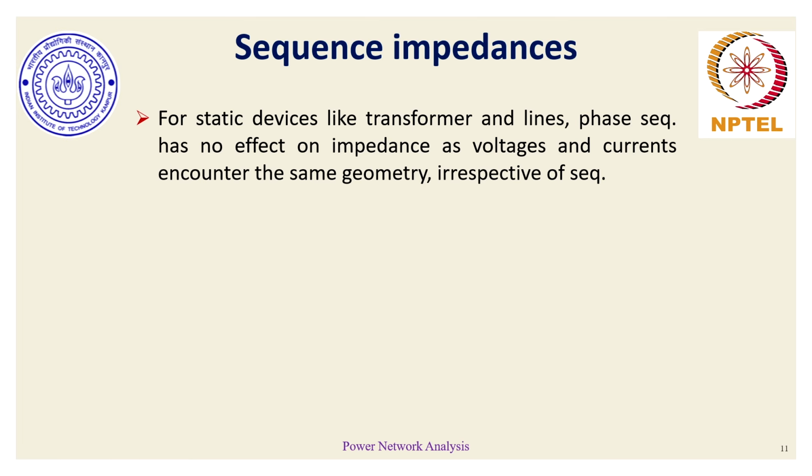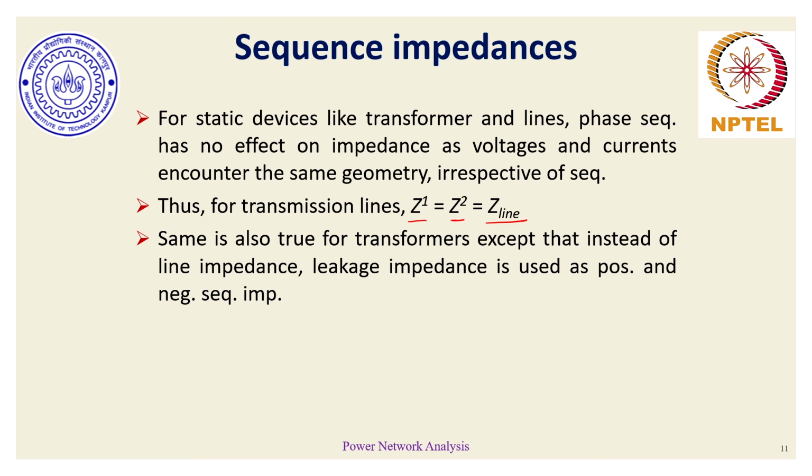In similar lines, we can have definitions of impedances for transmission lines and transformers, which are static devices. The orientation or notion of positive and negative sequence doesn't matter because the geometry doesn't change irrespective of the sequences, and hence for transmission lines, positive and negative sequence impedances are the same as the actual line impedance, which we discussed and evaluated in module number 4, I think, transmission line parameter evaluation. The same is also true for transformers, except that instead of line impedance, here the transformer's leakage impedance comes into the picture, which is the same as the positive and negative sequence impedance of the transformer.